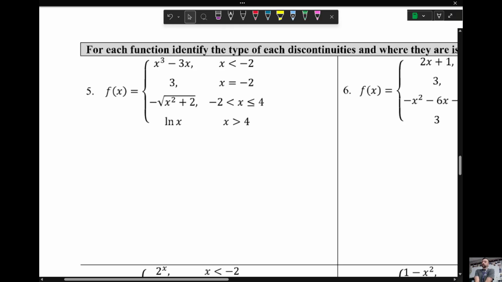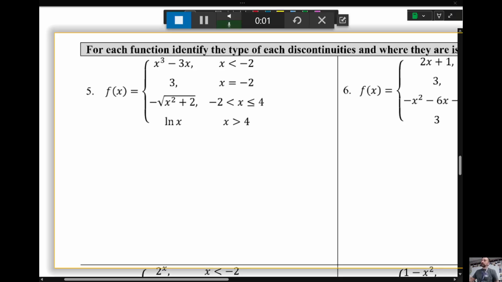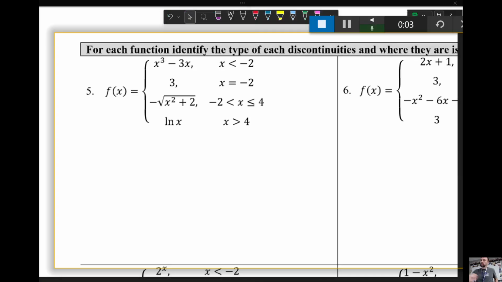Okay, so for each function, we're going to try to figure out the type of discontinuity and where it is.